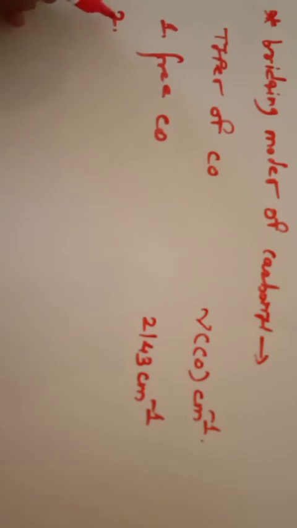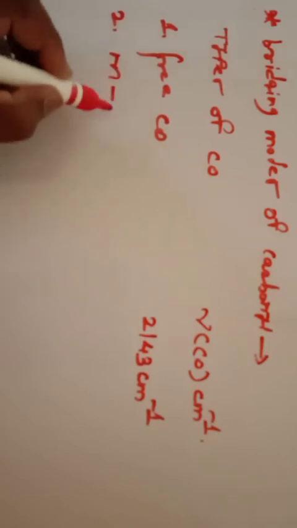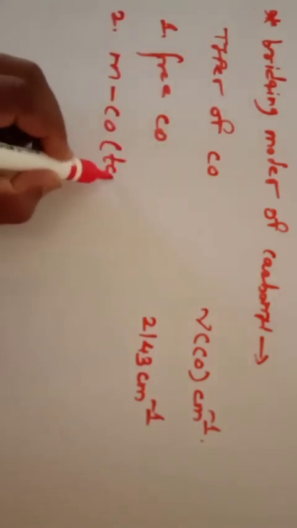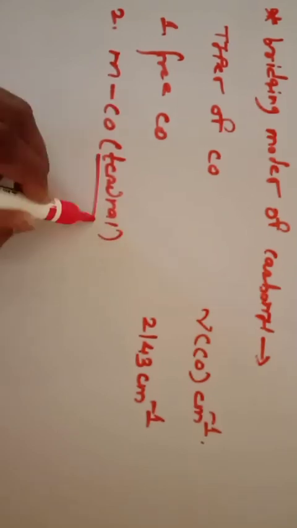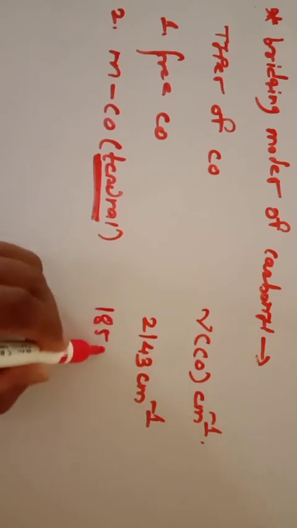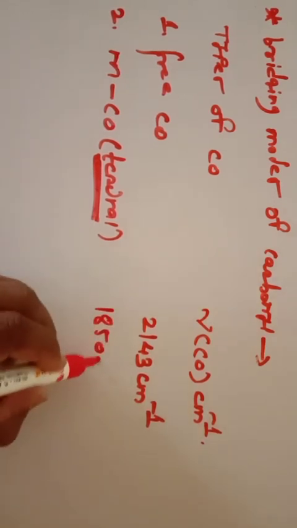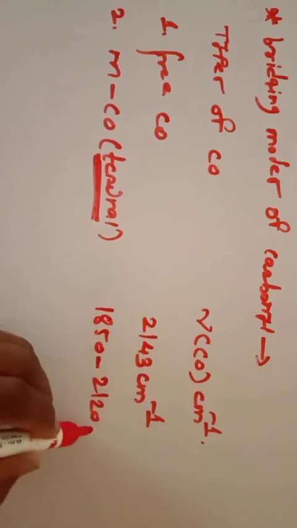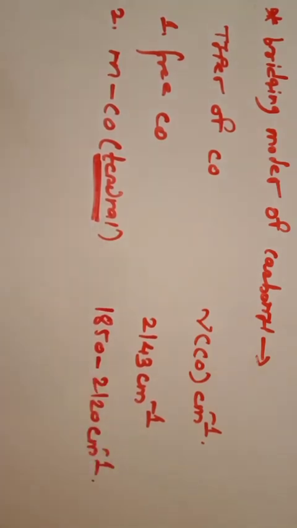Second, when it is attached to one metal atom, that is metal and carbonyl, this is the terminal mode of binding. When it acts as a terminal ligand, attached to only one metal atom, its frequency is from 1850 to 2120 per centimeter.